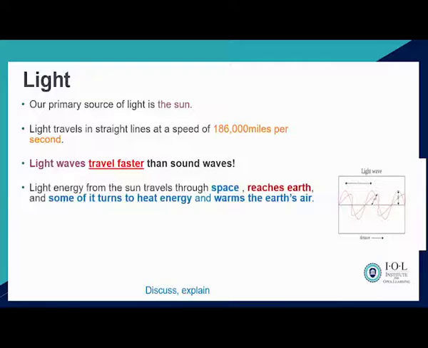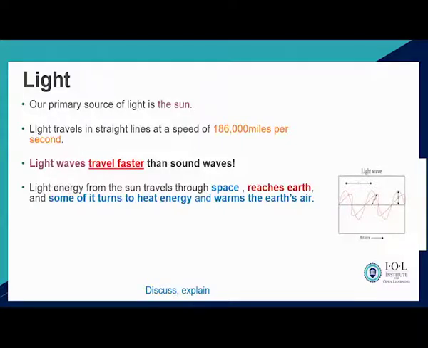Light energy, mainly from the sun, travels through space and reaches the earth, and some of it turns into heat energy and warms the earth's air. So the energy that we get from the sun does not only come directly to the earth, but it also warms the air, because it passes through space, reaches the earth, and some of it gets turned into heat energy, which warms the air and then the earth itself.